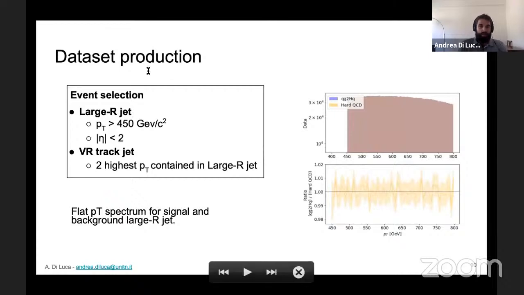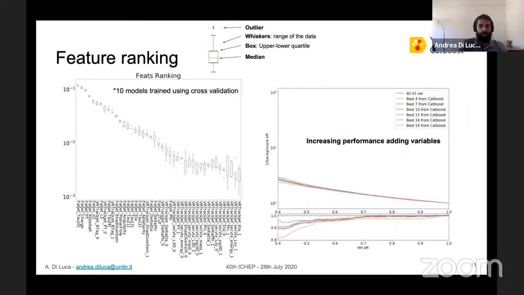Concerning the dataset production, we select events with transverse momentum greater than 450 GeV over c and pseudorapidity less than 2, and we collect the two highest pT track jets contained within the large jet.